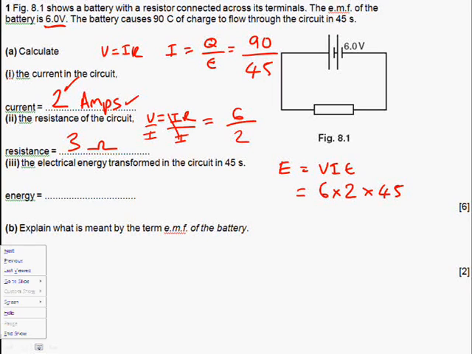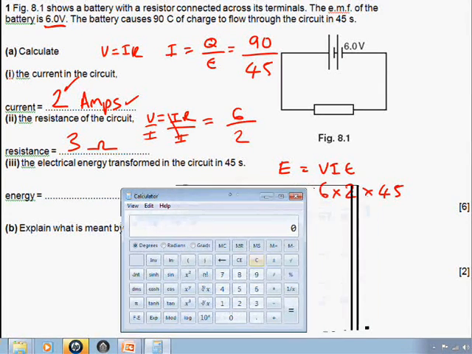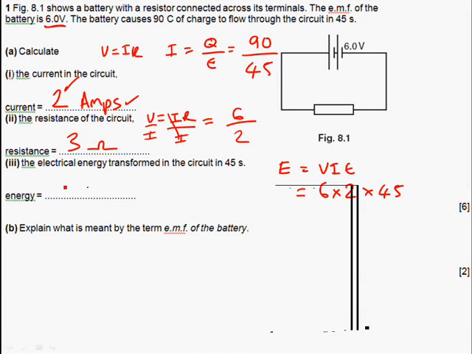So I need to get my calculator. Right, so I've got 6 times 2 times 45. 540. Nice. 540, and units of energy are joules.